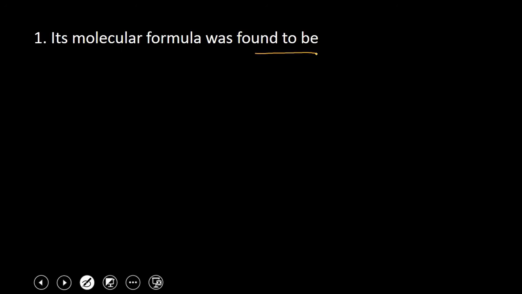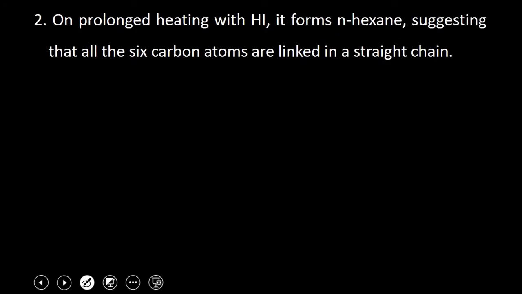So its molecular formula was found to be C6H12O6. This is point number 1. After that, once its molecular formula was found to be C6H12O6, scientists had to probe how these 6 carbon atoms are arranged. For that I am discussing the next reaction. The next reaction is that when glucose was heated with HI, it formed n-hexane.